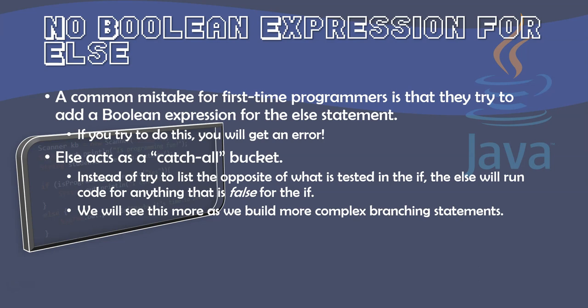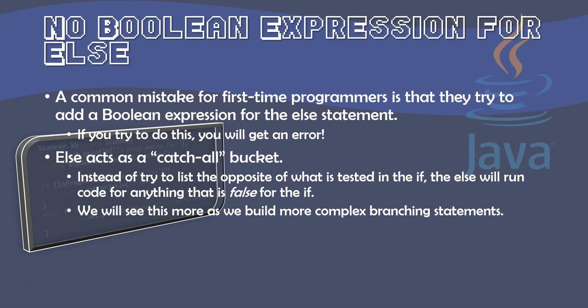Well, that's because the else statement is kind of a catch-all bucket, so to speak. Instead of trying to list the opposite of whatever we're testing in the if, the else is actually just going to run code for anything that is false for the if. That can come in really handy because if we have more than one if thing that we want to test, and we'll talk about this later on, the else bucket is really a nice way for us to encapsulate all these different scenarios without having to list them out.